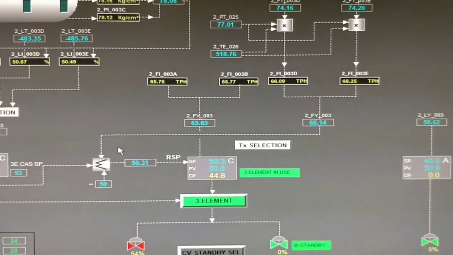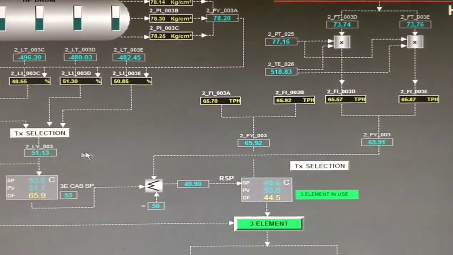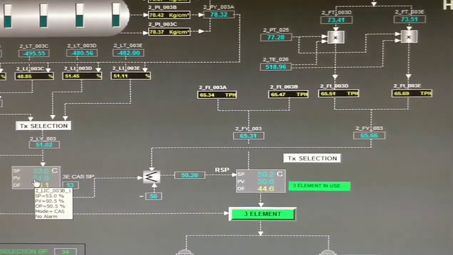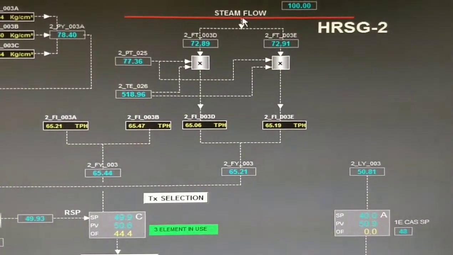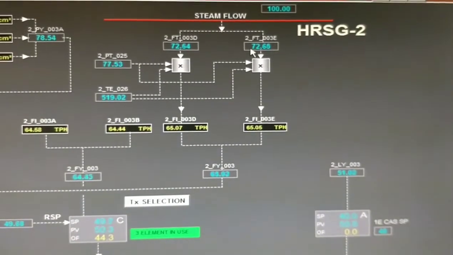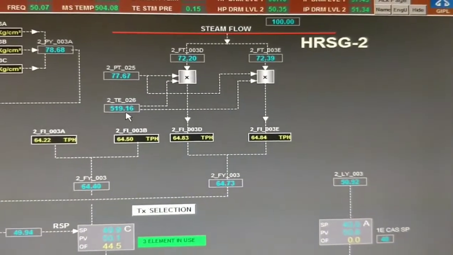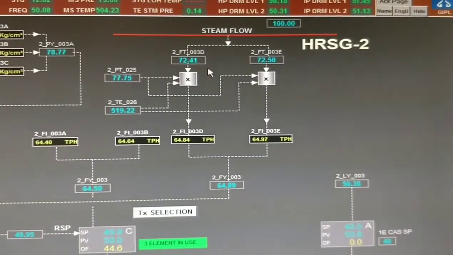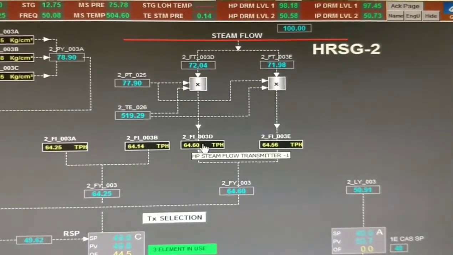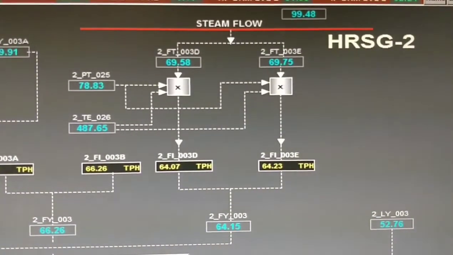Now another calculation will be the remote set point, which is obtained from the steam flow and the 3 element drum water level transmitter controller's output. So we will see the steam flow first. We are getting the raw DP as 72, and we are doing the pressure and temperature compensation here to obtain the correct steam flow. So raw steam flow is 72 TPH and compensated steam flow is 64 TPH.